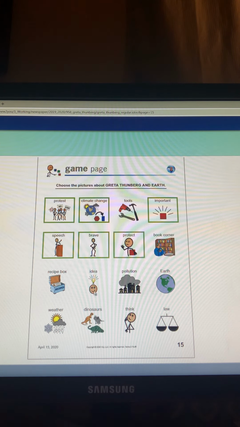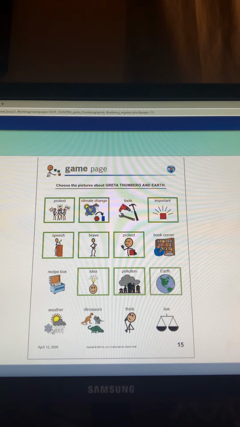Our next one's idea. She had an idea that she wanted to make change. So that is exactly what she was going to do. So idea was definitely in there. So we're going to click that. The next one is pollution. She was worried that pollution would create climate change. So pollution is definitely one that we should pick. So we're going to click that one. After pollution, we'll go to earth. Earth is what she was trying to protect. She had an idea that she needed to protect the earth from pollution. So we're going to put earth, which is the planet that we live on.